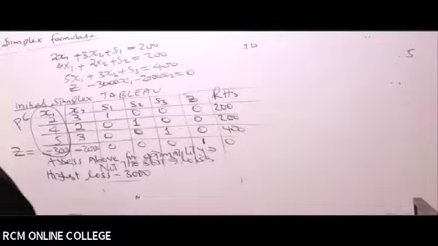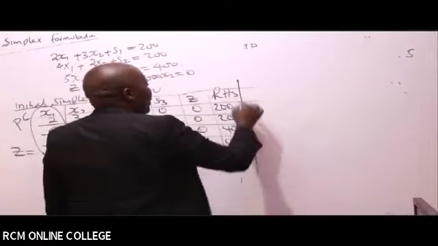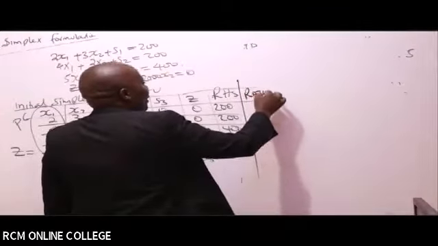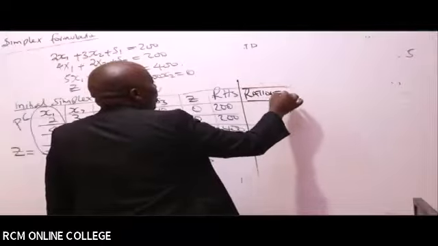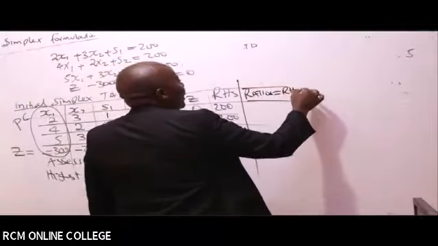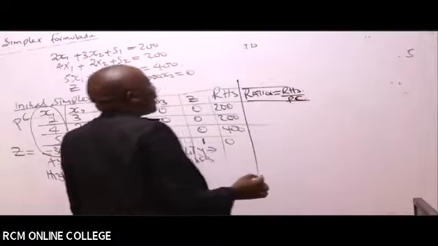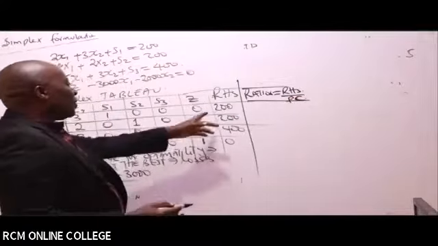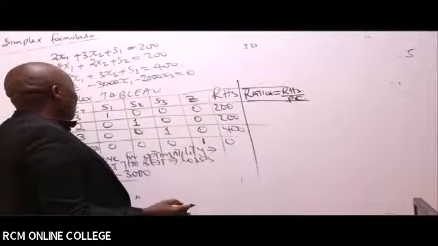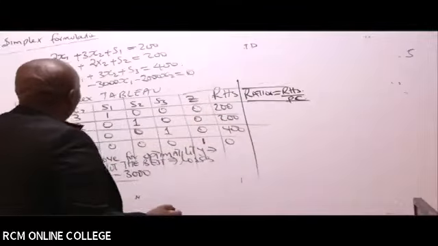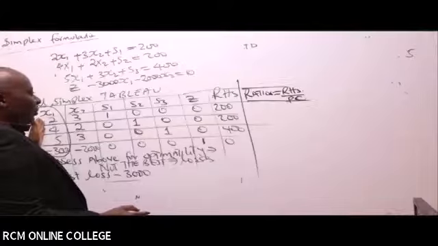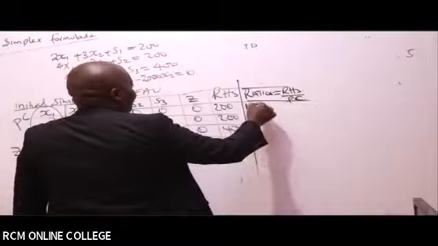To get ratios, right? So come here and give us the ratios. How do we get the ratios? We take the right-hand side divided by the pivot column. So 200 divided by 2 gives me 100.